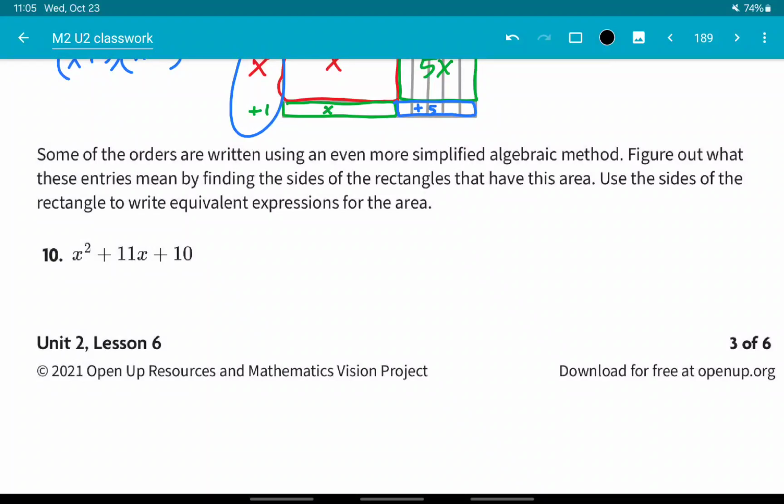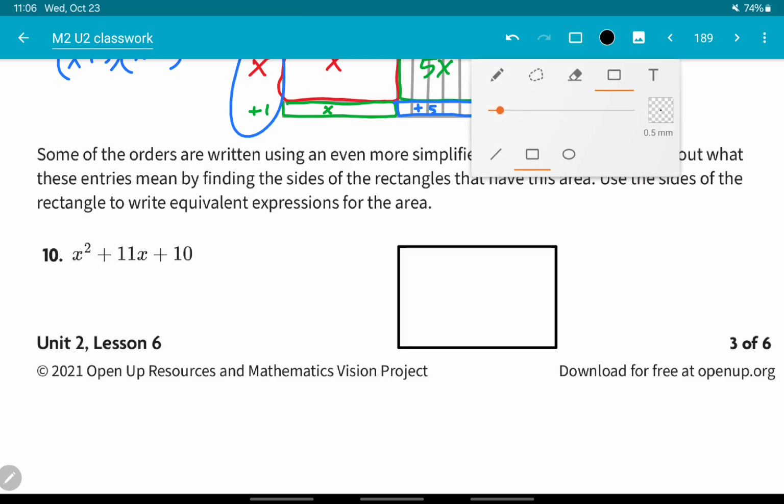Some of the orders are written using an even more simplified algebraic method. Figure out what these entries mean by finding the sides of the rectangles that have this area. Use the sides of the rectangle to write equivalent expressions for the area. Okay, let's start with the diagram.